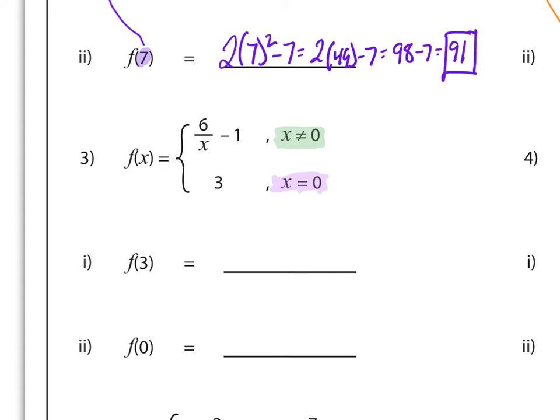So the first x I have is 3. That means it's in the green one. It doesn't equal 0, so I'm going to plug this one into this equation where there's an x. So I get 6 divided by 3 minus 1. Well, what's 6 divided by 3? You're right, it's 2. Minus 1 equals 1. Okay, good job.